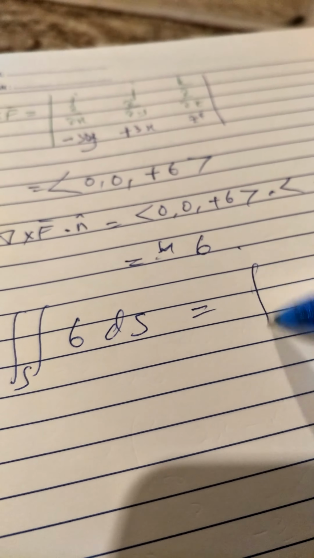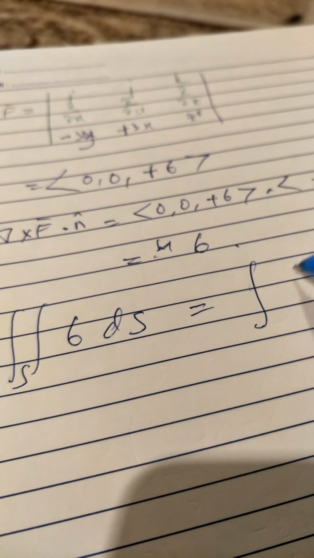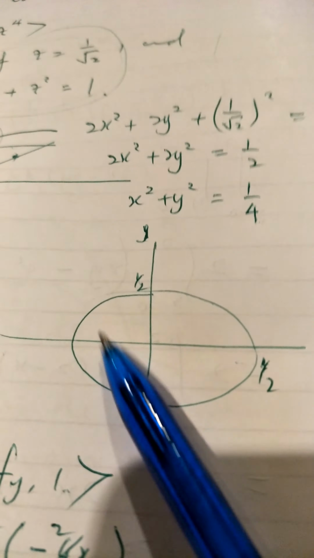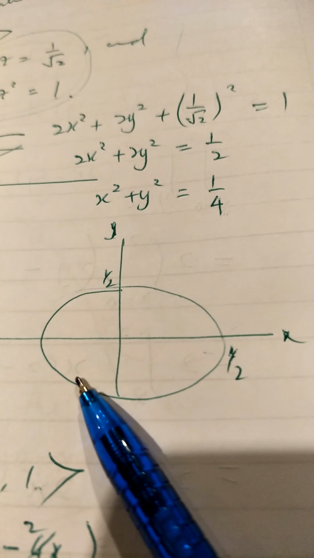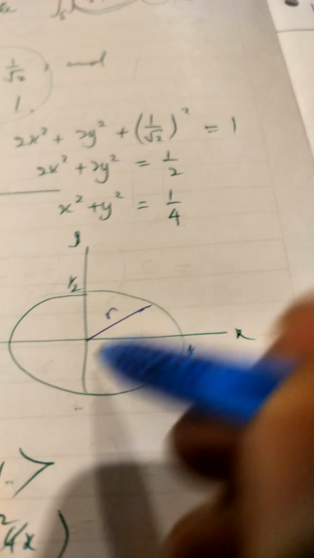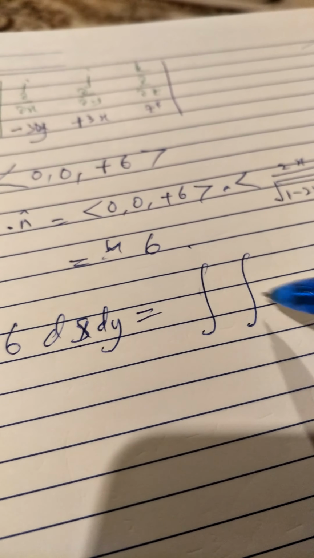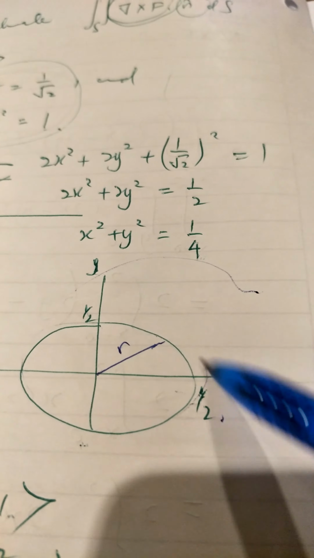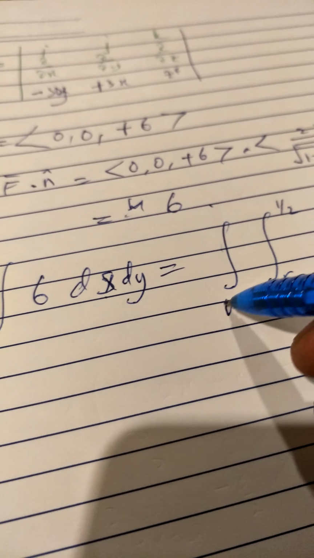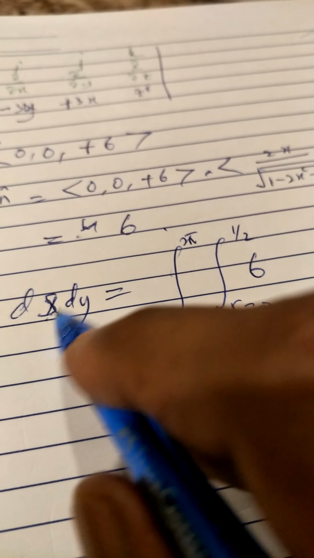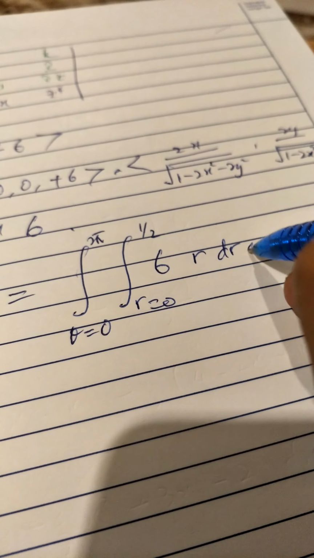So we integrate, this is dx dy. This is a circle. Okay, so r is half, so I can change r from 0 to half. This is a full circle, so theta is from 0 to 2 pi. Okay, we have 6 dx dy. This is r dr d theta.